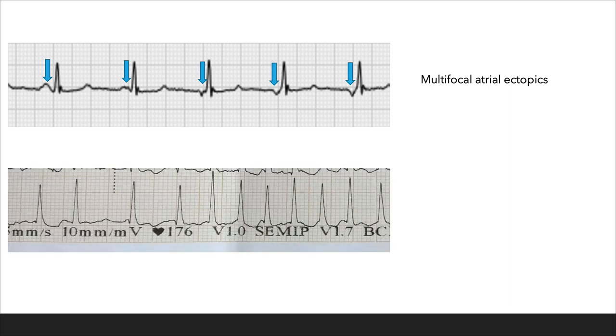Take a look at this ECG. We don't see any clear P waves, but what we see is an undulating baseline. It's not a flat baseline, but it's a fibrillating atria. And this is the example of atrial fibrillation.